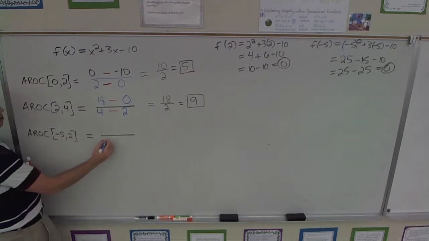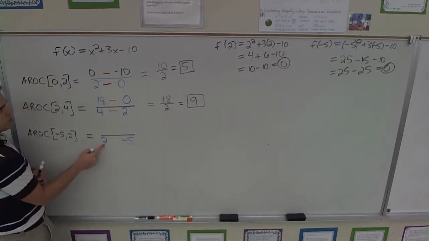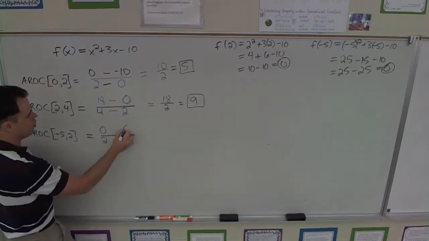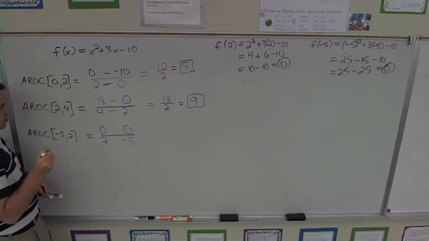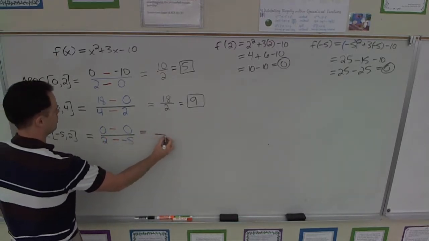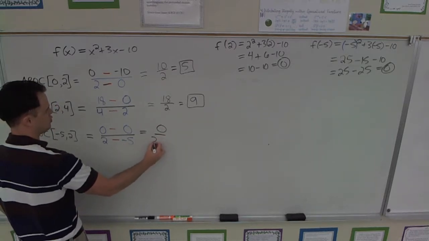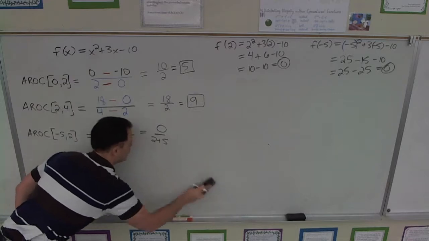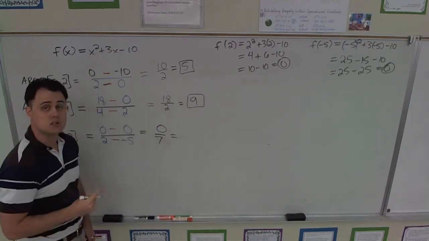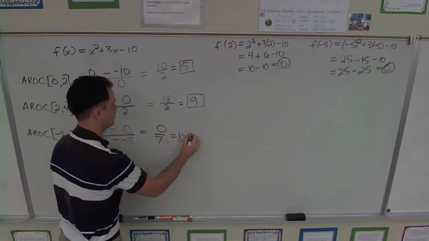So the x values go from 2 to negative 5. The y value for 2 was 0. The y value for negative 5, also 0. And of course I've got to put the change in. So on top I'm going to have 0. On the bottom, minus and minus is plus. So that's 2 plus 5. Or in other words, 7. The crazy thing is that 0 divided by any number of parts is still 0, still nothing.